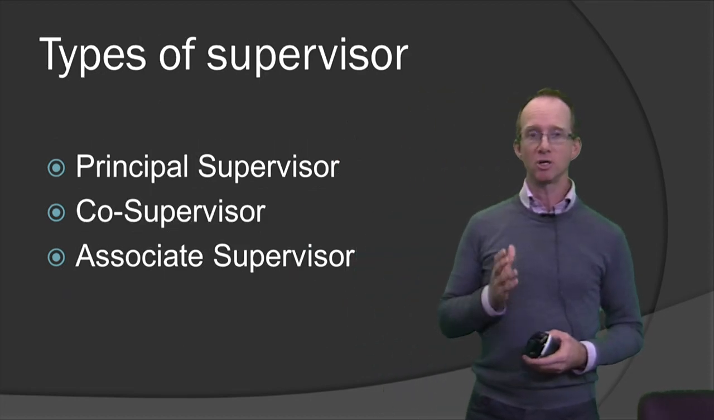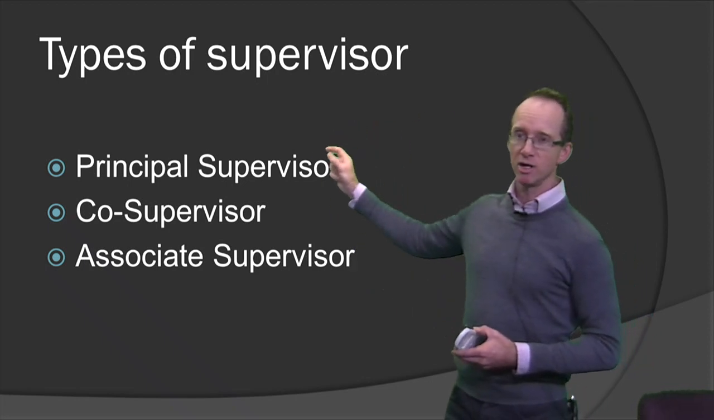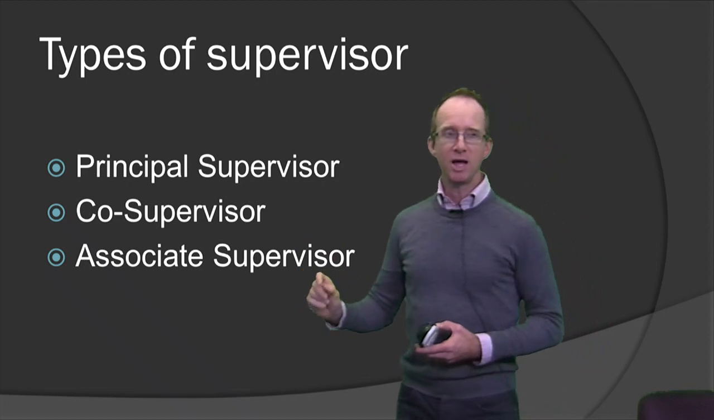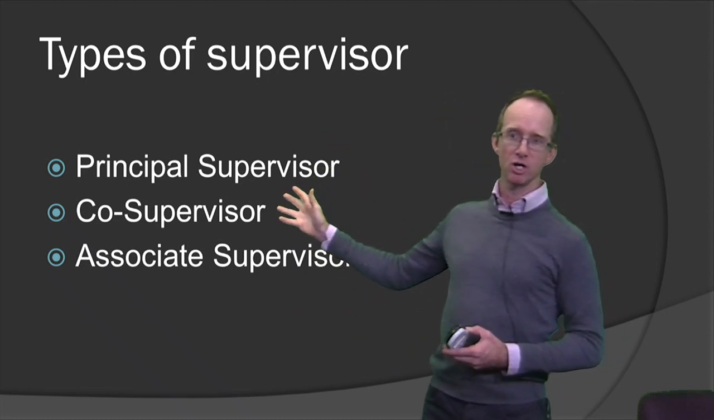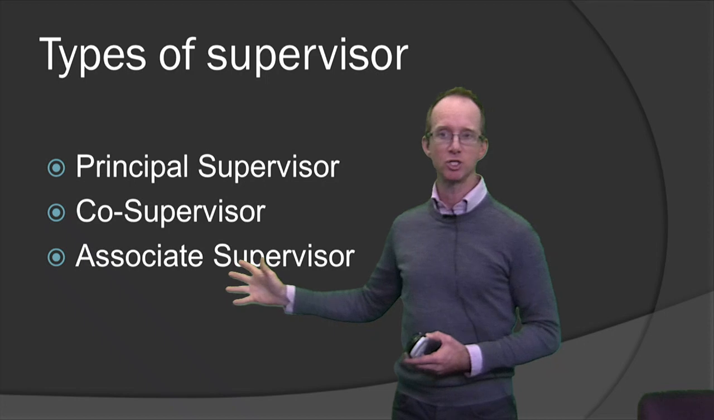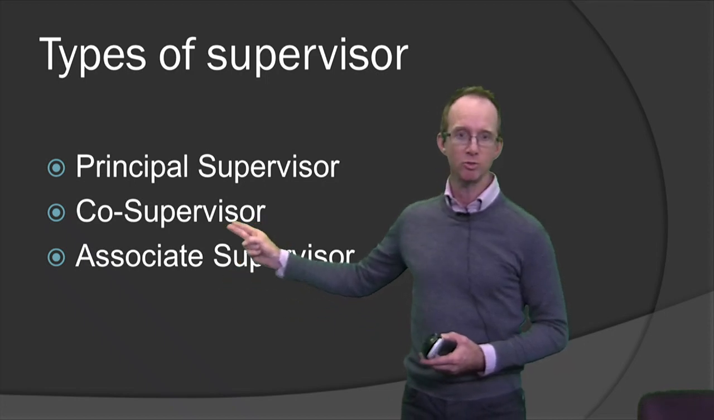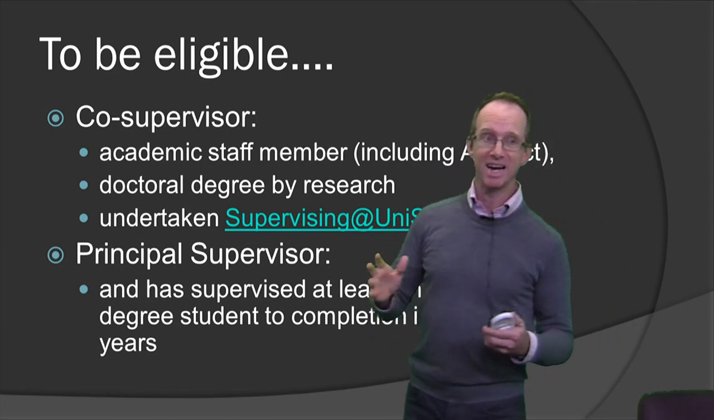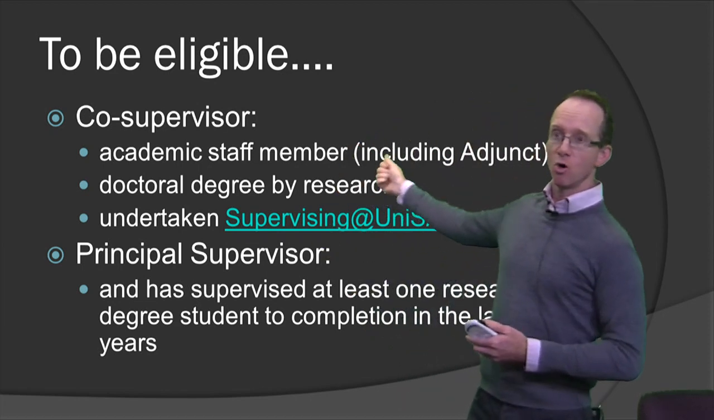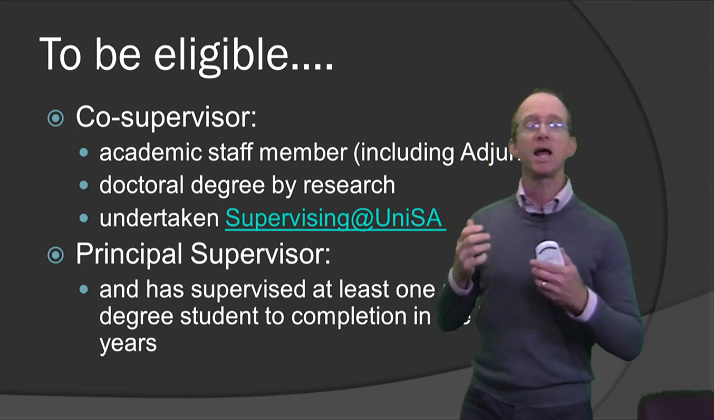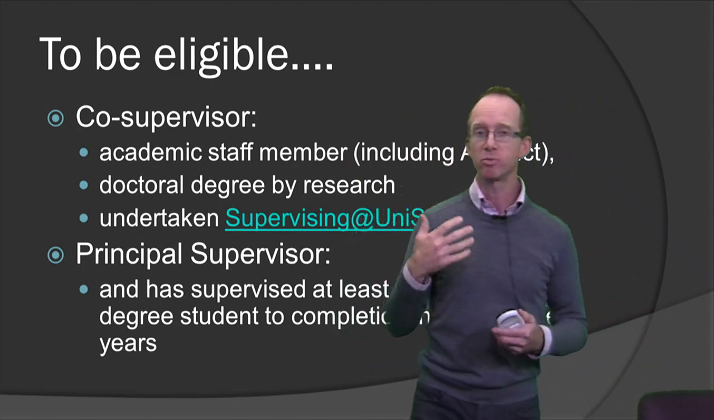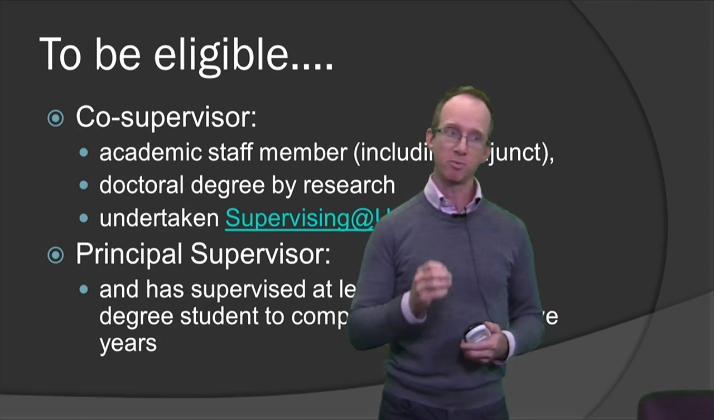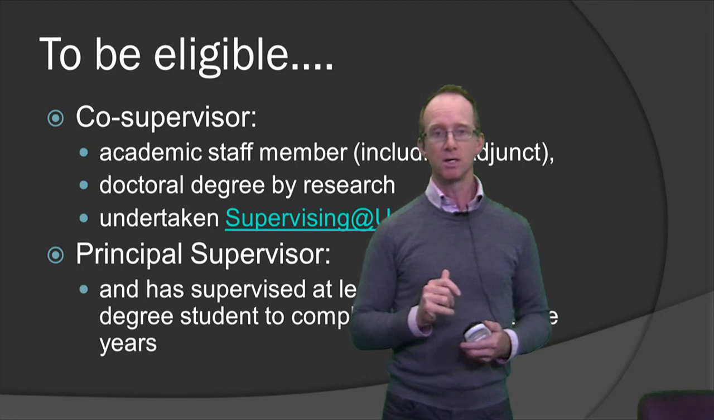There are 3 types of supervisor: the principal supervisor, the co-supervisor, and the associate supervisor. Now, you have to have a principal and you have to have at least 1 co-supervisor. You don't have to have an associate supervisor if you've got, say, 2 co-supervisors. A co-supervisor is essentially an academic staff member, or an adjunct. An adjunct member of staff is someone not employed by the university but who has an official staff status, and they can be a principal or a co-supervisor.